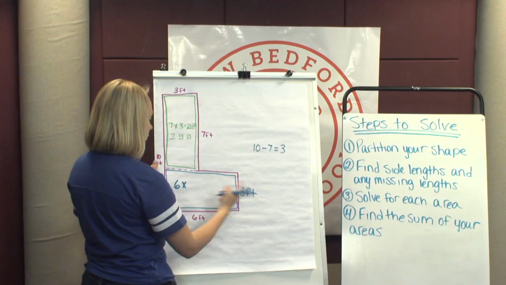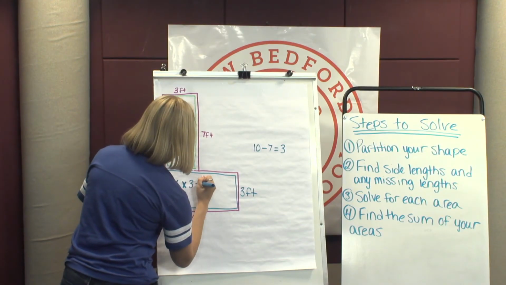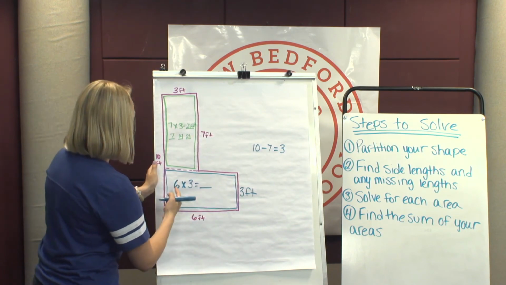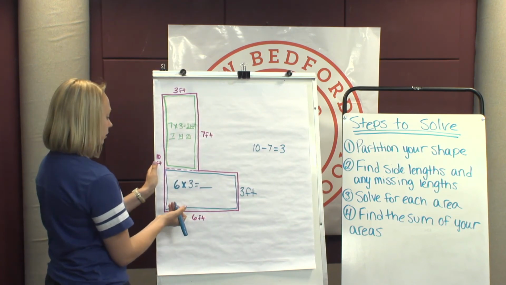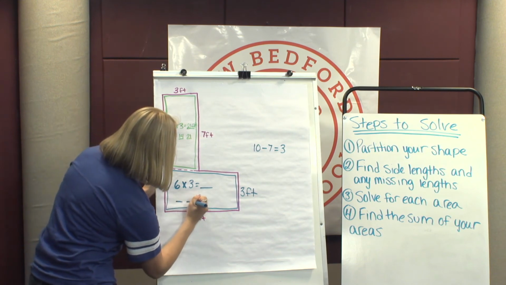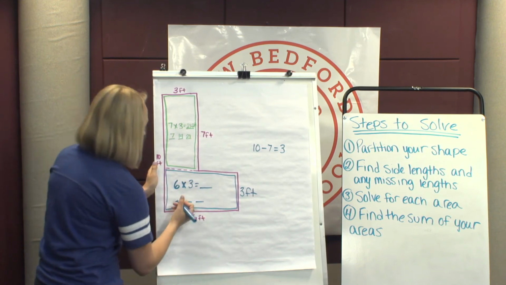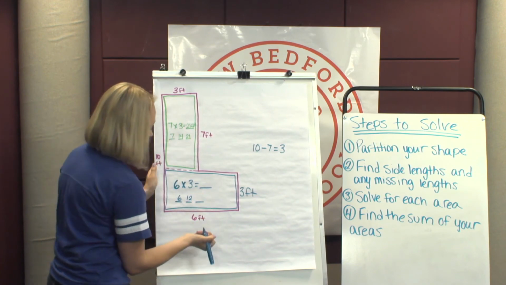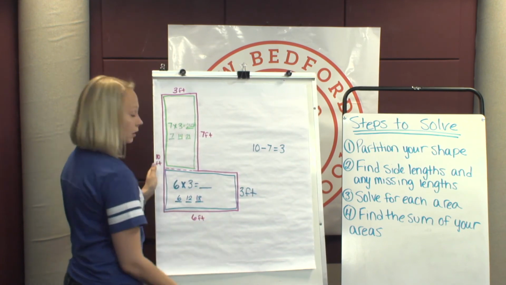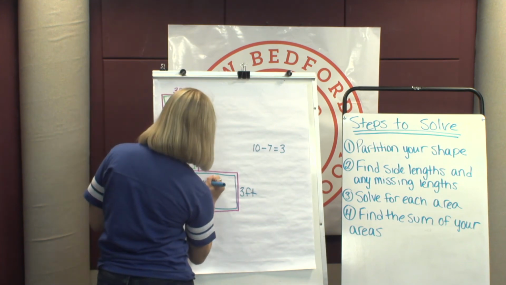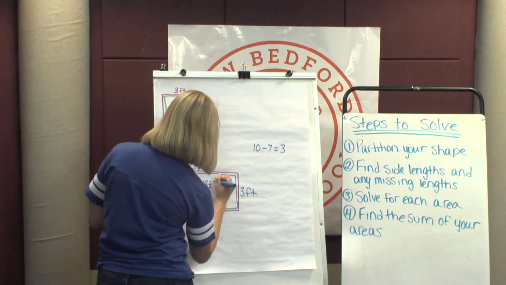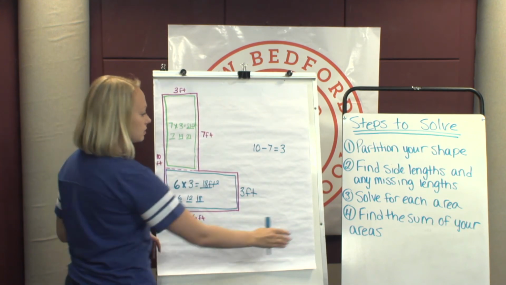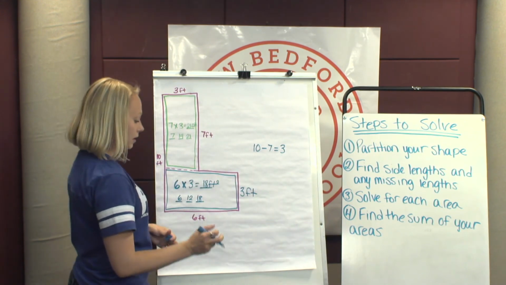So now I'm going to do 6 times 3. And I'm going to skip count to solve. So I'm going to skip count by 6 3 times. I'm going to do 6, 12, 18. So I have 18 feet squared. My last step is to find the sum of my areas.